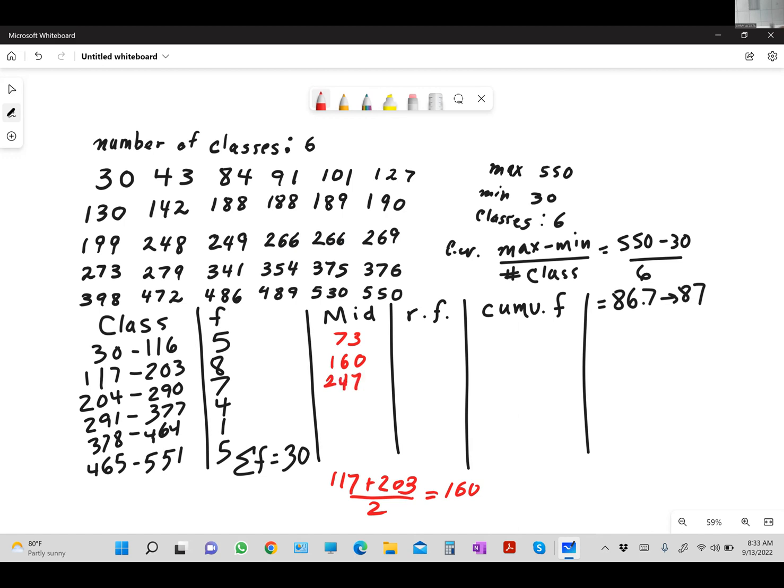Now, if you're paranoid or suspicious of that, then fine. Go ahead and figure out that class midpoint by adding and dividing by 2. 204 plus 290. Divide that by 2. So you get 494 divided by 2, and when you divide that by 2, you get 247, which is the same answer I got. So it's up to you how you want to proceed.